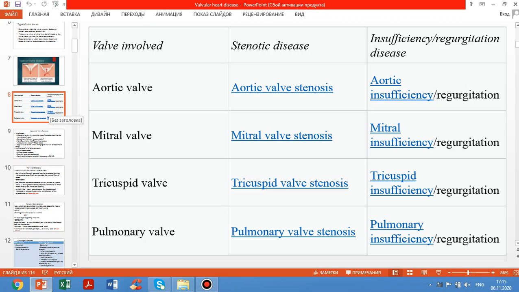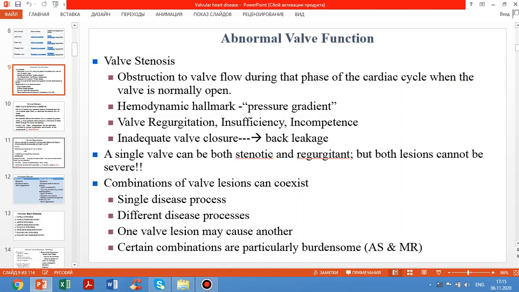The kinds of valve disease. In the aortic valve, there are two types of disease: aortic valve stenosis, and aortic valve insufficiency or aortic regurgitation. The mitral valve also has two types of disease: mitral valve stenosis and mitral insufficiency or mitral regurgitation. Tricuspid valve: tricuspid valve stenosis and tricuspid insufficiency or regurgitation. Pulmonary valve stenosis and pulmonary insufficiency or regurgitation.